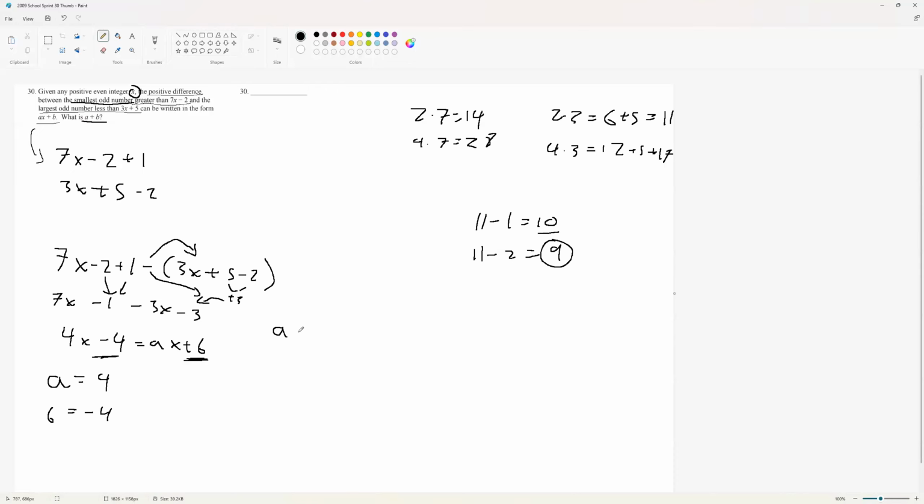Anytime you add a negative number, for example 1 plus -1, that's the same thing as subtracting. So that would be 1 minus 1 equals 0. So these two are equal. Therefore, we have to subtract a negative, and so b is equal to -4. Now we just need the sum of a plus b. So 4 plus -4 will equal 0. And so that will be our final answer.